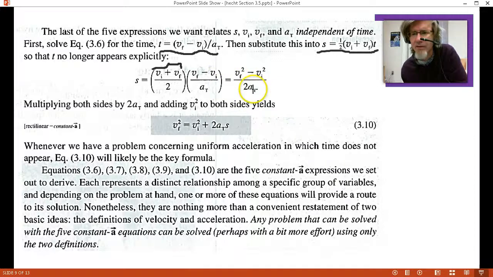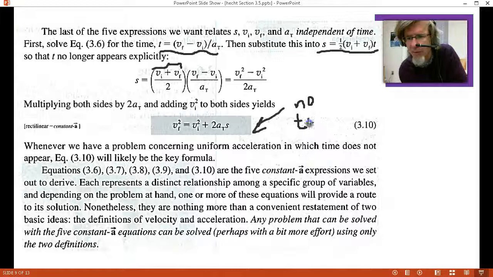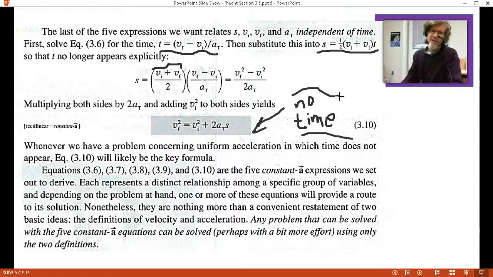Plug that in, do some multiplication and some simplifications, you get this equation. I call this equation the no time equation. So anywhere you're talking about accelerations, velocities, distances, but there's no time involved, this is the equation you want to use, called no time. So let's apply this equation in an example.